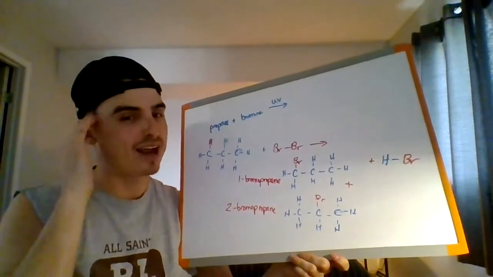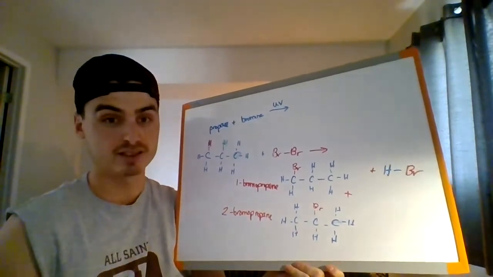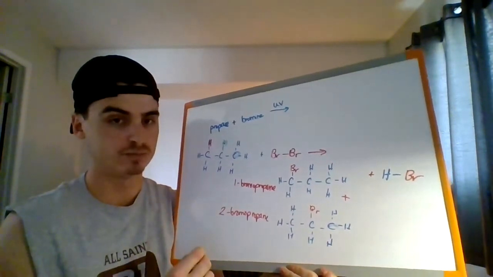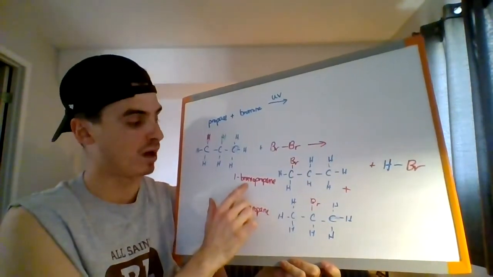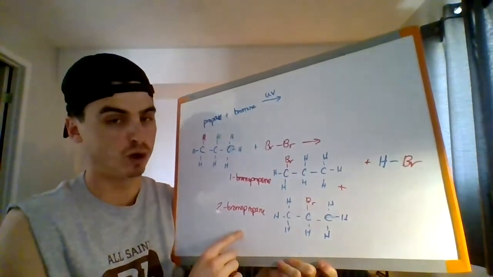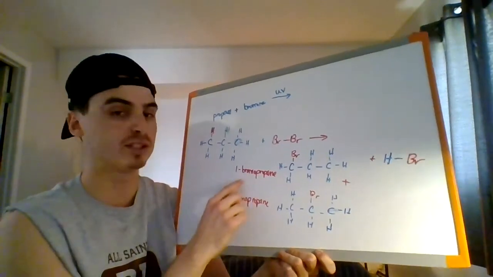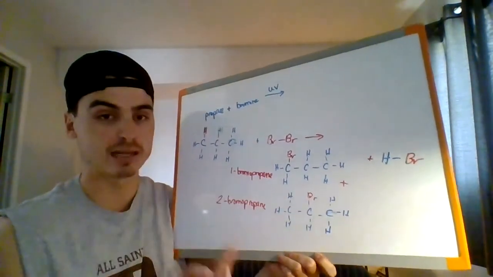So you have to just be careful that you're not drawing the same thing. When you draw your products, remember the numbering has to be as low as possible. So the answer for this is not 1-bromopropane, 2-bromopropane, and 3-bromopropane. It's only 1 and 2, because the third one is the same as the first one.